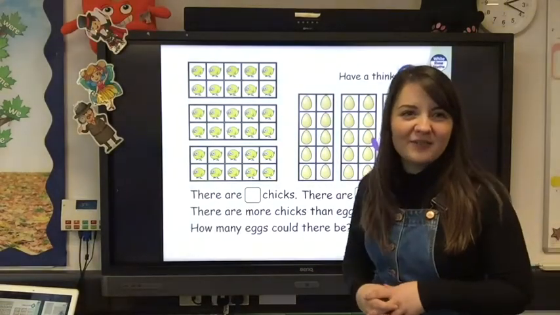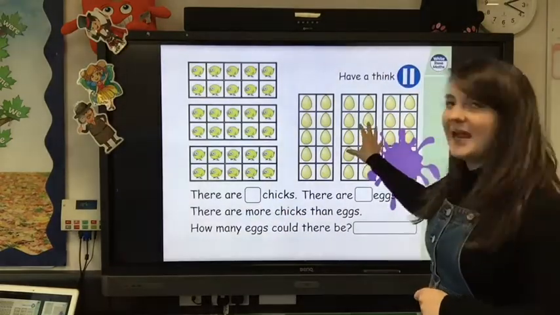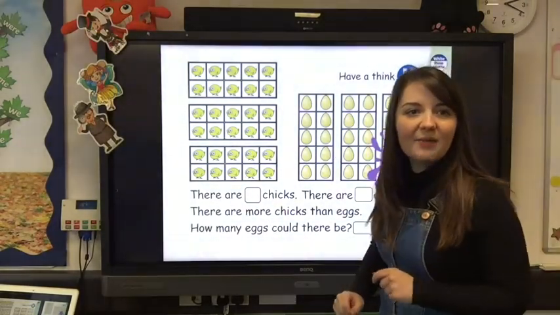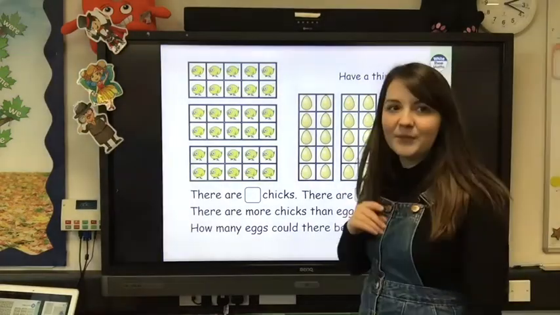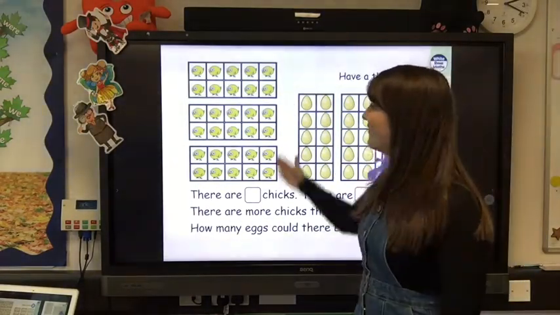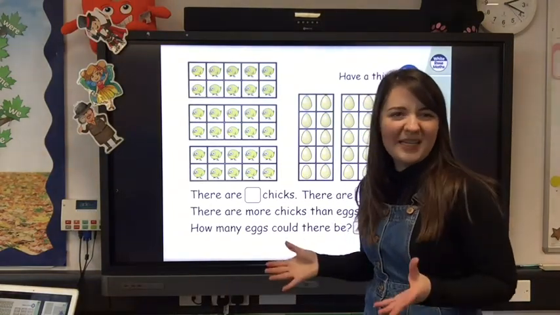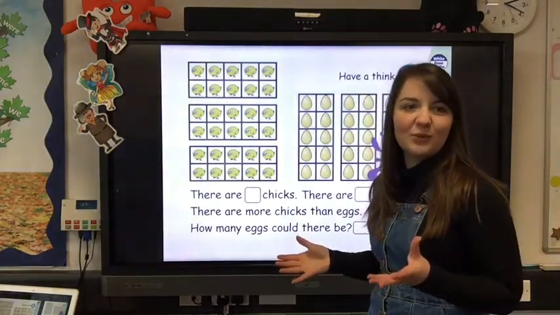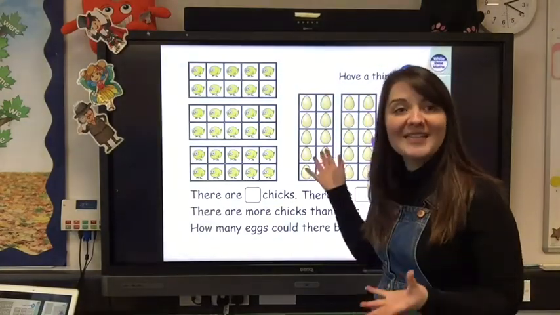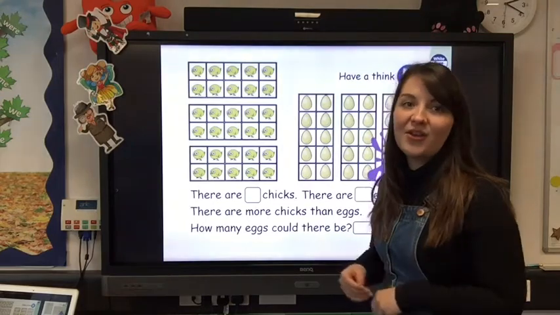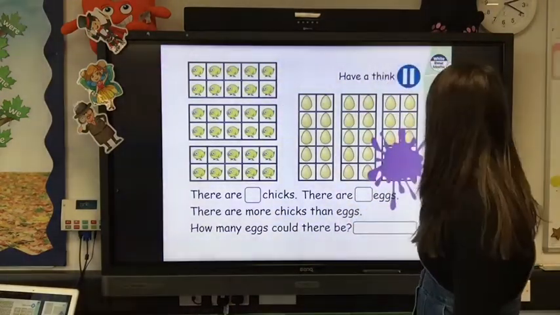So now I've got a bit of a challenge for you. We have chicks and we have eggs. Let's find out how many chicks we have to start with. Oh wow, who can work this out really quickly, because I have 3 tens frames and they're completely full up. So do we need to count these individual chicks? No, 3 tens is 30. 10, 20, 30. There are 30 chicks.